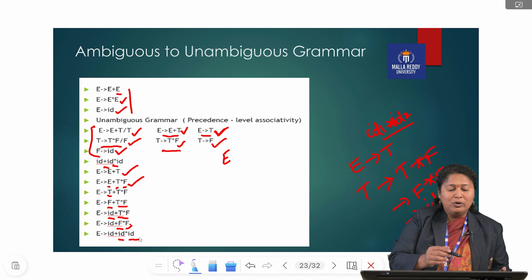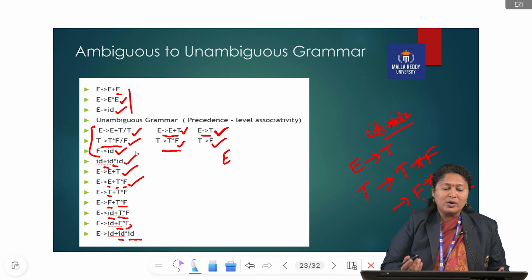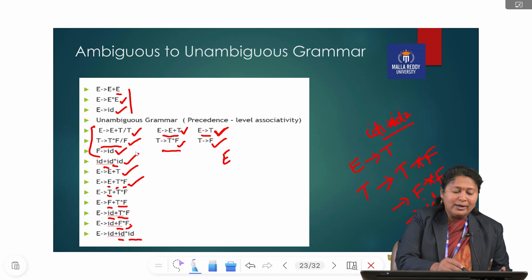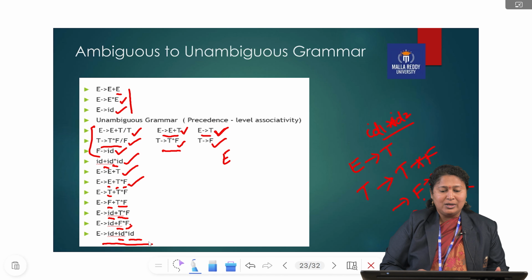So I am able to produce this string from the given unambiguous grammar. Only one way I have. I don't have another way to get this input string. So in this way we have converted ambiguous grammar to unambiguous grammar. Now the system will not have any confusion.